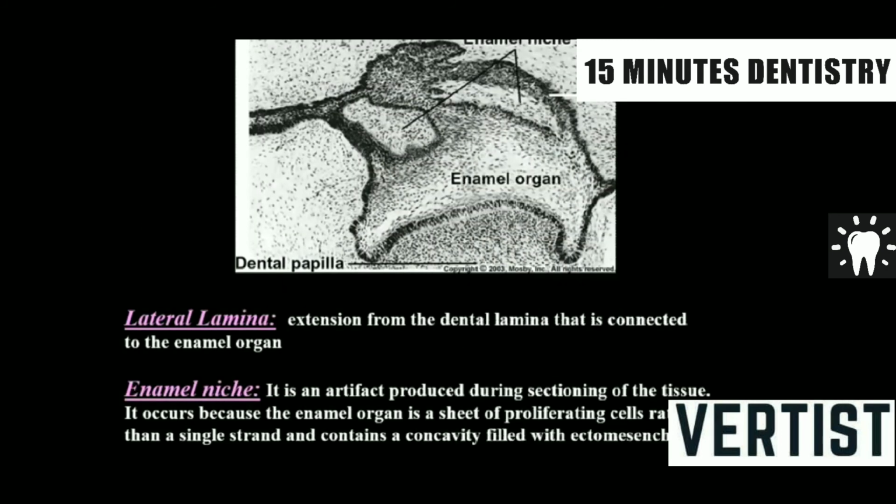Enamel niche is nothing but an artifact produced during sectioning of the tissue, and it occurs because the enamel organ is a sheet of proliferating cells rather than a single strand and contains a concavity filled with ectomesenchyme. In this section you can see there is a central connective tissue core which is labeled as enamel niche, and it is produced because of sectioning.